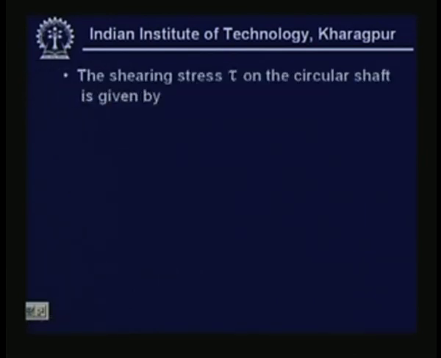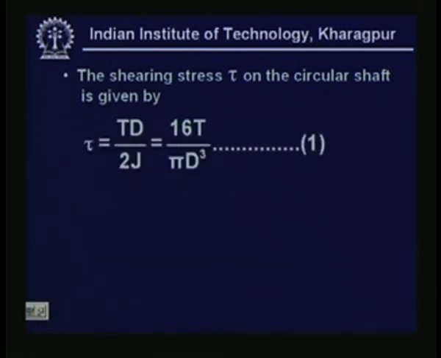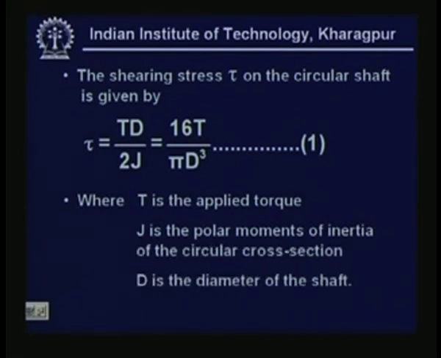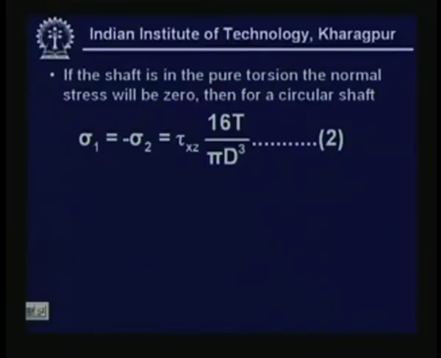The shearing stress tau on the circular shaft is given by tau equal to T d by 2J, which is equal to 16 T by pi d cube. This is equation number 1, where T is the applied torque, J is the polar moment of inertia of the circular cross section, and d is the diameter of the shaft, right. If we put all these things, I can get the shear stress, and we assume that all the normal stresses are 0 in these cases. The shaft is in pure torsion, so the normal stresses will be 0.